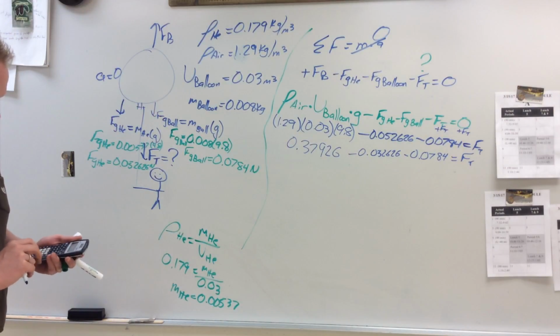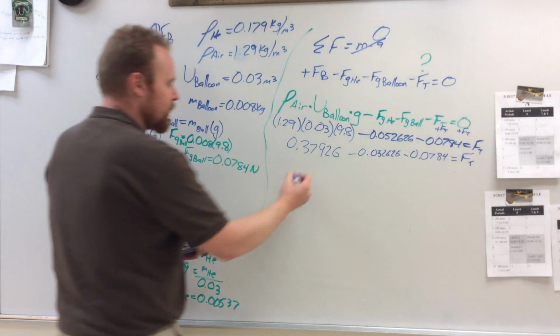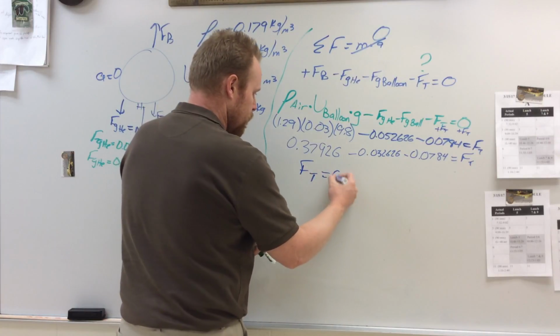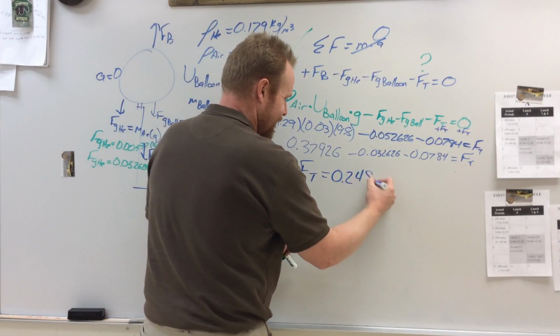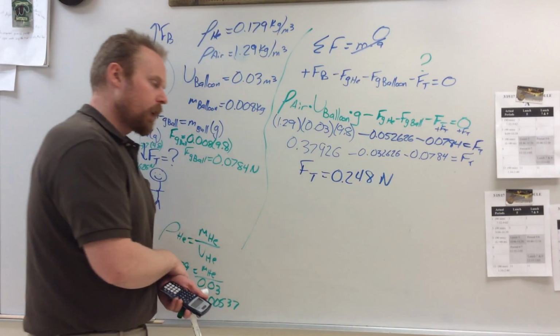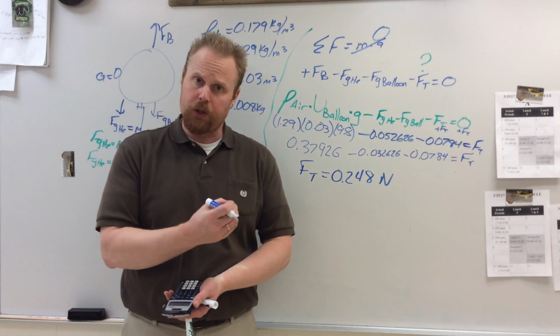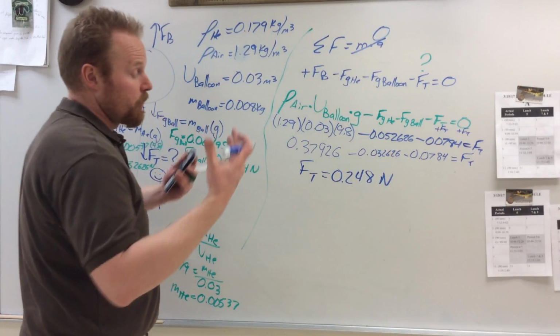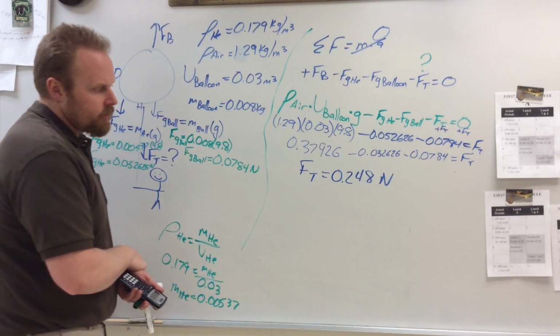So you go through and you put those numbers in your calculator, and we get the force of tension of 0.24834 newtons. Okay, so that's how much tension is in this ring. Pretty small, because my balloon is going to be pulling up, but it is going to have an effect.